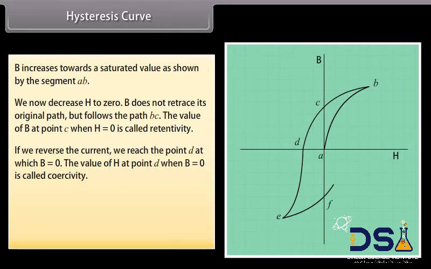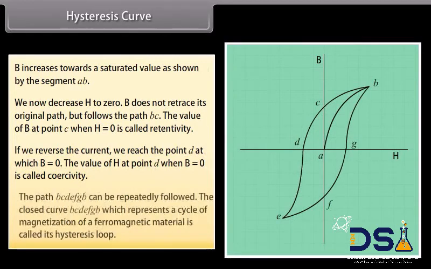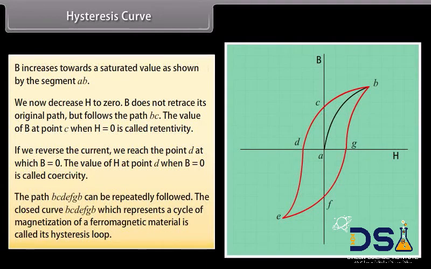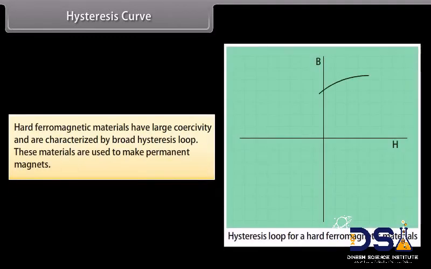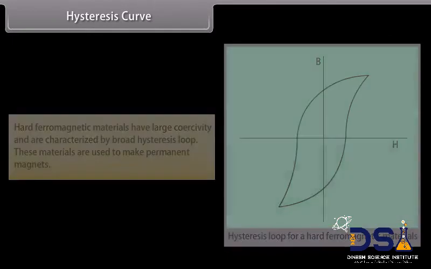If we increase the current, B again gets saturated value at point B. The path BCDEFGB can be repeatedly followed. The closed curve BCDEFGB, which represents a cycle of magnetization of a ferromagnetic material, is called its hysteresis loop. Hard ferromagnetic materials have large coercivity and are characterized by broad hysteresis loop. These materials are used to make permanent magnets.